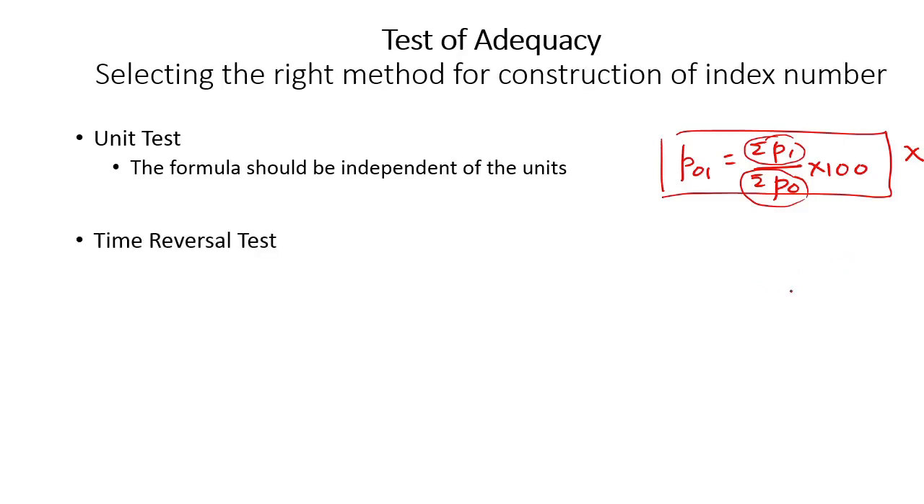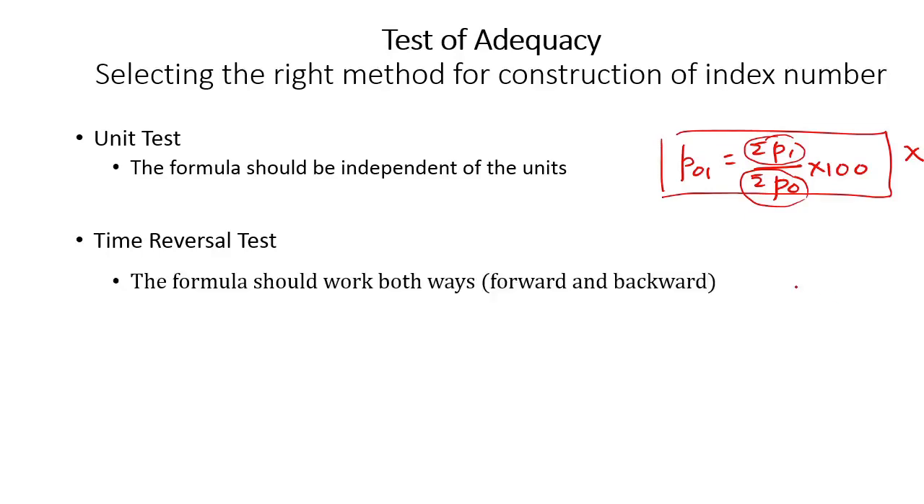Then the second test that is recommended is the time reversal test. What it says is that the formula should work both ways. What we mean by that is, if I find out the price index number for the current year with respect to the base year and the price index number for the base year with respect to the current year, then P01 into P10 should be equal to 1. This is what the time reversal test requires.